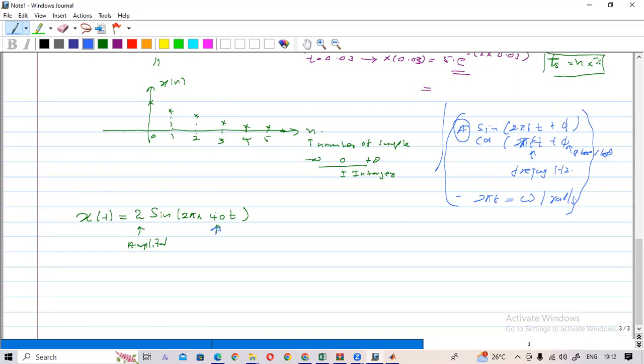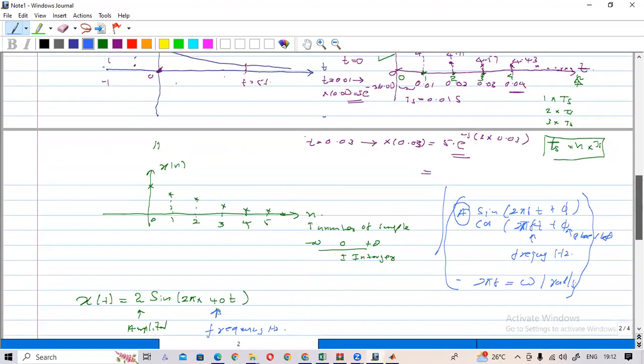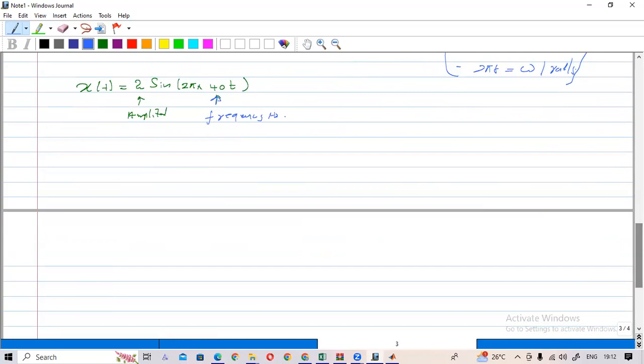So what is this parameter? That is the frequency, measured in hertz. Now, you need to draw this signal. That is your first task. You need to draw this continuous time signal. So take 5 minutes and try to draw this signal.